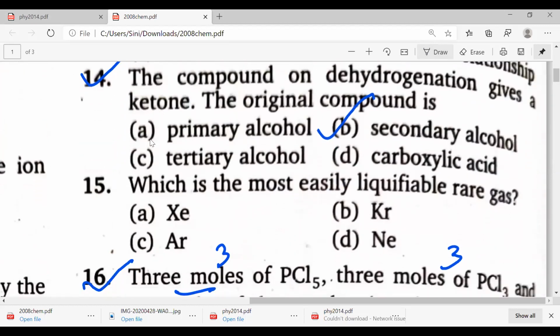Which is the most easily liquefiable rare gas? Everyone, let me know the answer. Throw out your answers here. This is the best platform. If you want to look for a lottery kind of thing, this is the best place to be. Throw out your answers here. I want to see.